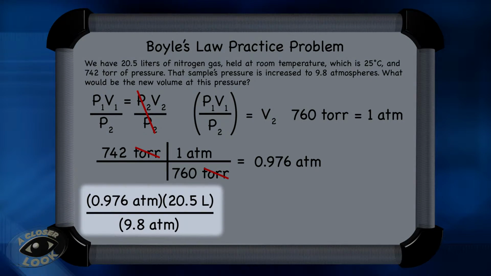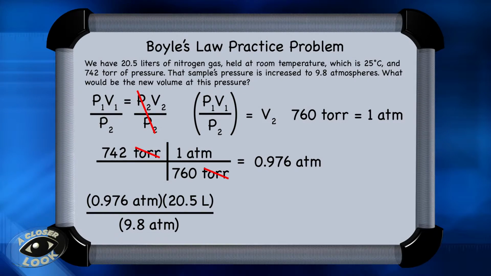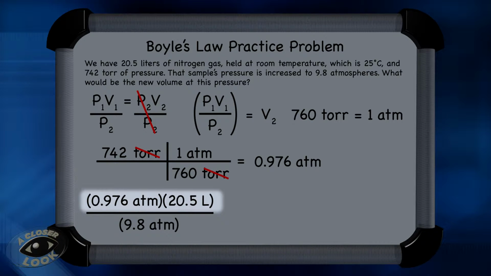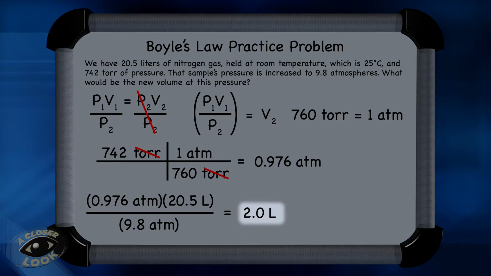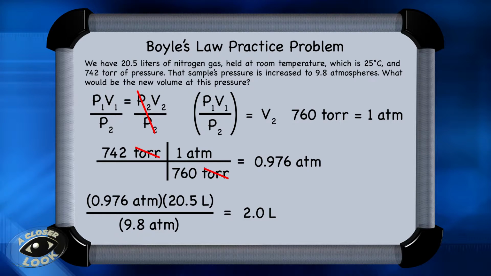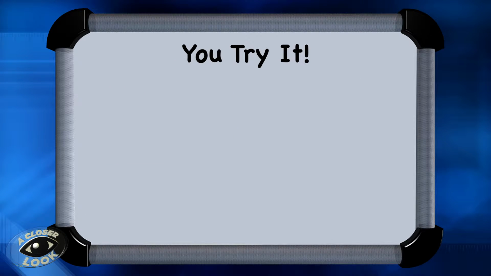Plugging all our values into the rearranged Boyle's law, we get that 0.976 atmosphere times 20.5 liters divided by 9.8 atmosphere equals 2.0 liters. You give it a try now.